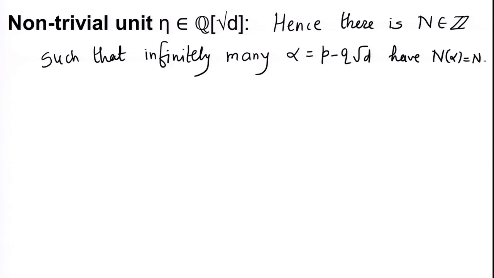We have that there are infinitely many pairs p upon q giving you good approximations to root d, and of course p1 minus q1 root d equals p2 minus q2 root d if and only if p1 is p2 and q1 is q2. So, whenever you have infinitely many pairs (p_i, q_i) giving you the good approximations, the corresponding alphas will be all distinct. So, you have infinitely many alphas having norm among a finite set of possibilities.